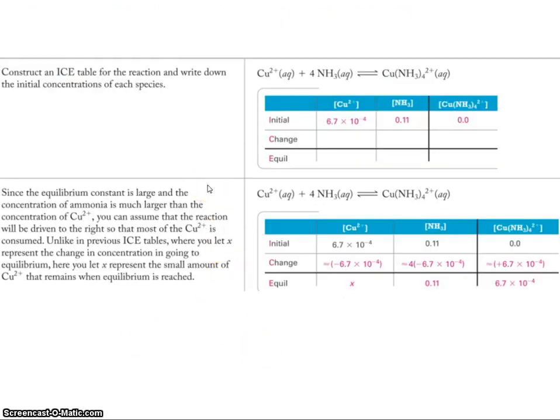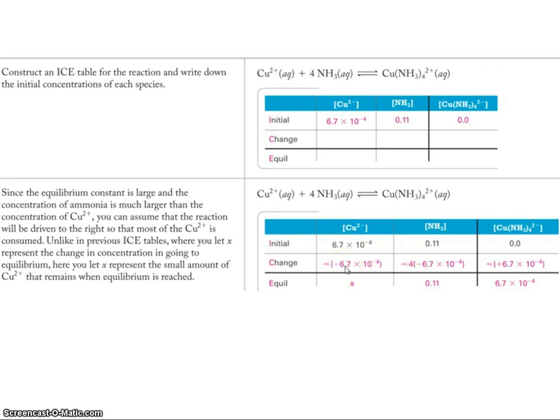So our initial concentration of copper was 6.7 times 10 to the minus 4. Our concentration of ammonia was 0.11 moles per liter. Our concentration of the complex was 0. We're going to change or lose some of this. Since the equilibrium constant is really big and the concentration of the ammonia is way, way larger than the concentration of copper, we're going to assume that all of the copper gets used.